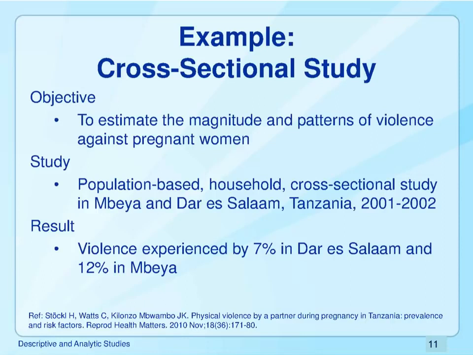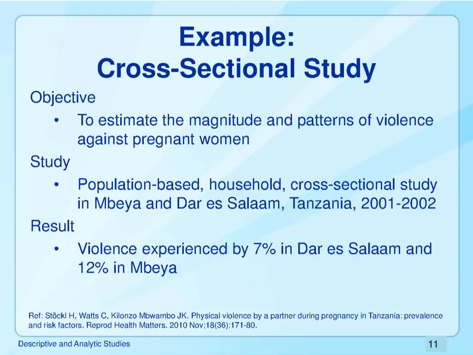So here is another example of a cross-sectional study in action. Here the researchers wanted to estimate the prevalence of violence against women in Mbeya and Dar es Salaam, Tanzania. They used a cross-sectional study of the larger population and found that 7% of women in Dar es Salaam and 12% of women in Mbeya experienced violence during the study period. Now, this is a descriptive cross-sectional study because it answers the what, who, where, and when, but it does not answer the why. To answer the why of violence against women in the study would require an analytical study design, which could be an analytical cross-sectional study.